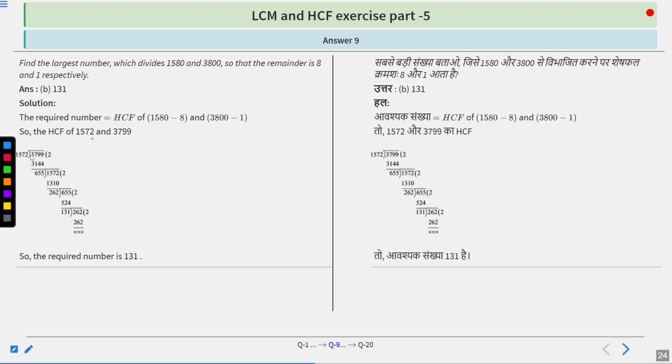Dividing the larger number by the smaller number, we get 655 as the remainder. Then again dividing the previous divisor, that is 1572, by 655, we get 262 as the remainder. Again dividing the previous divisor by this remainder, we get 131 as the remainder. And in the end, dividing the previous divisor, that is 262, we get 0 as the remainder. So our last divisor was 131. That should be the HCF. That means the required number is 131. Option number B is the correct answer.